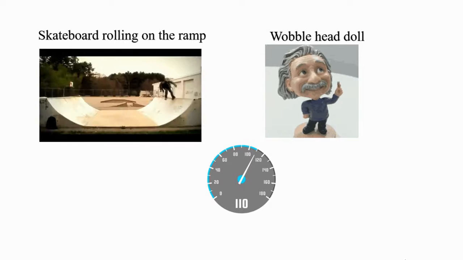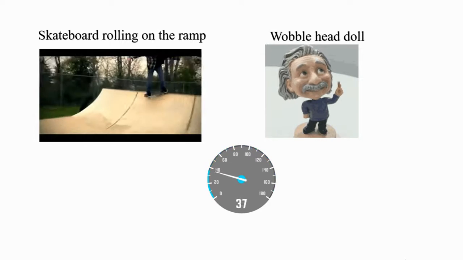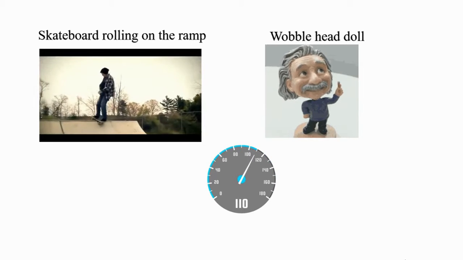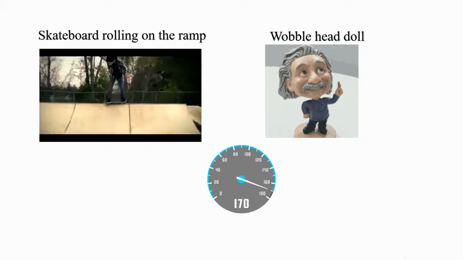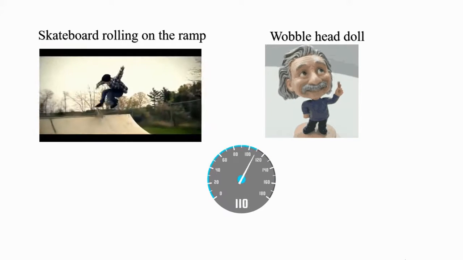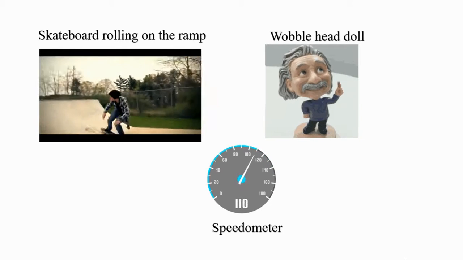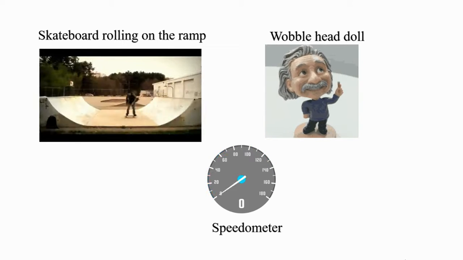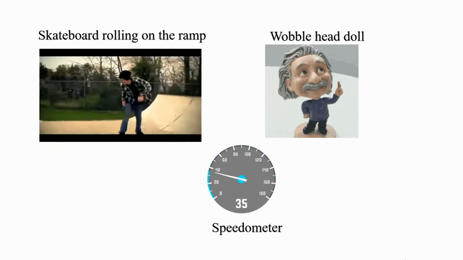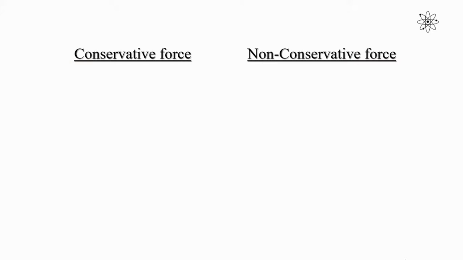Similarly, in the speedometer of your vehicle, what makes the pointer go back to its original position when your vehicle is stopped? So let's understand why this happens and what are the forces responsible for this. For that, we need to know the conservative force and non-conservative force.